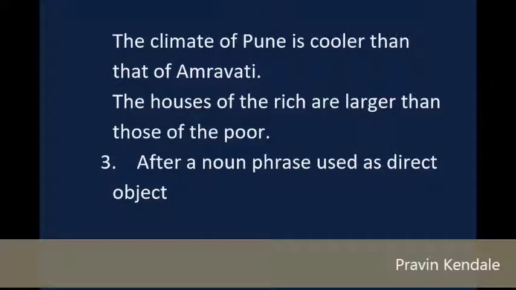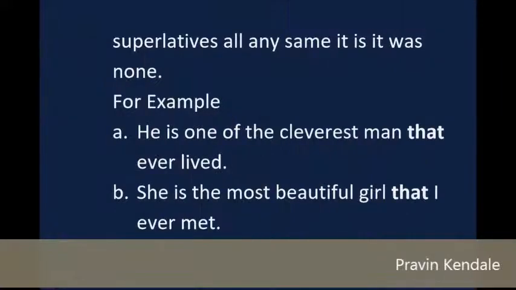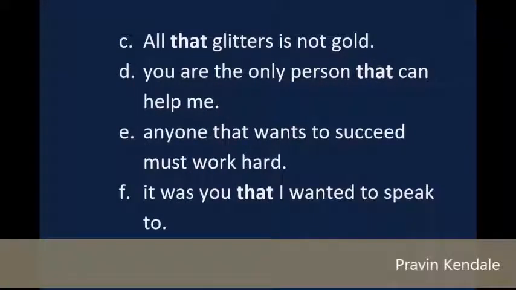Three, after a noun phrase used as direct object. I vividly remember the night that she came. Here that is used in the sense of when. Four, the relative pronoun that should be used in preference to who after superlatives, all, any, same, it is, it was, none. For example. A, he is one of the cleverest men that ever lived. B, she is the most beautiful girl that I ever met. C, all that glitters is not gold. D, you are the only person that can help me.